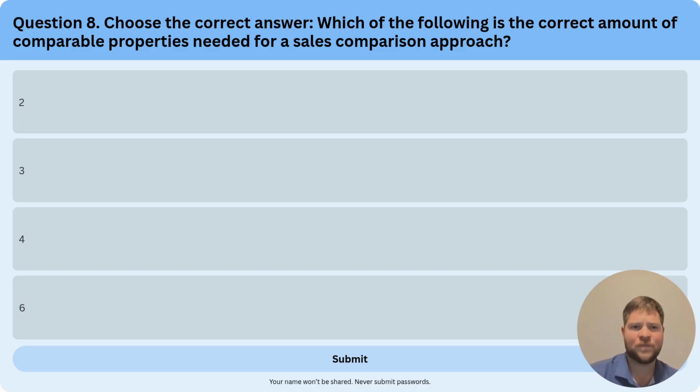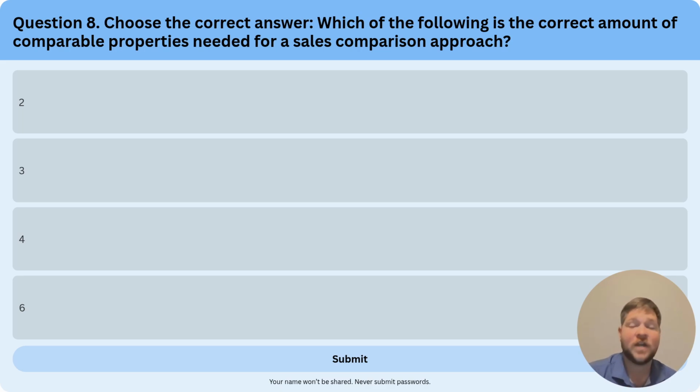Question 8, choose the correct answer. Which of the following is the correct amount of comparable properties needed for a sales comparison approach? You have 10 seconds. Yes, you are correct again. This should be a pretty easy one. 3 comparable properties. You're not doing 4, you're not doing 6, you're not doing 2.